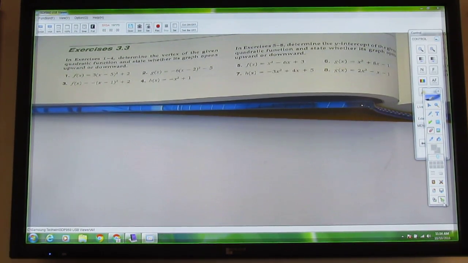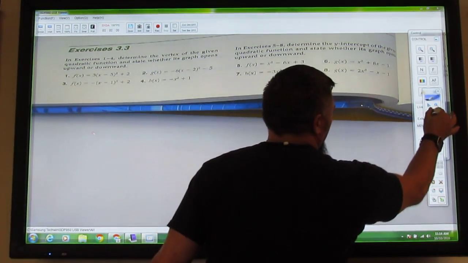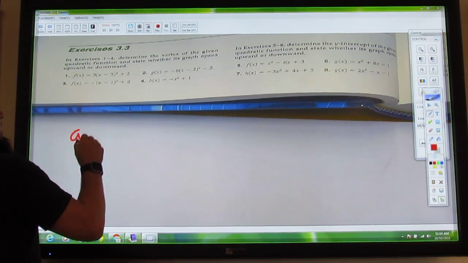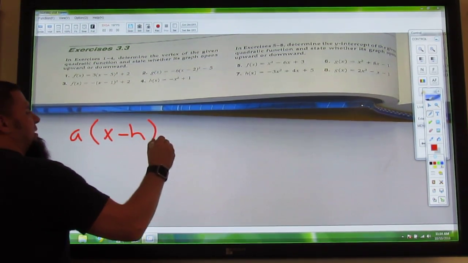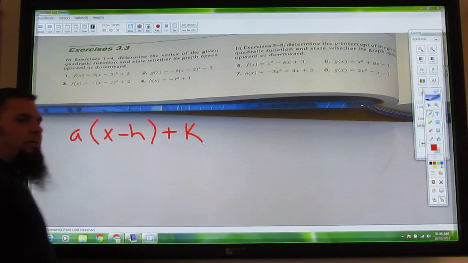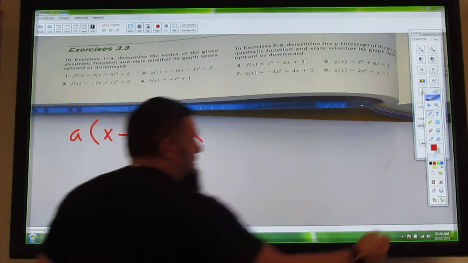The key here is the vertex formula. If you remember last year, the vertex formula looked like this: a times (x minus h) squared plus k. Remember? And things that were outside the box. Outside the box was vertical, right?